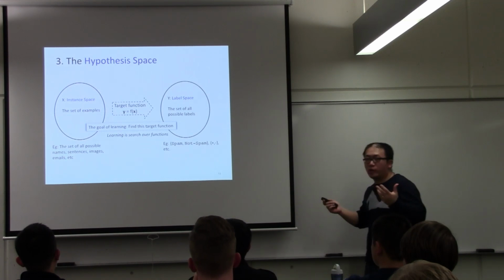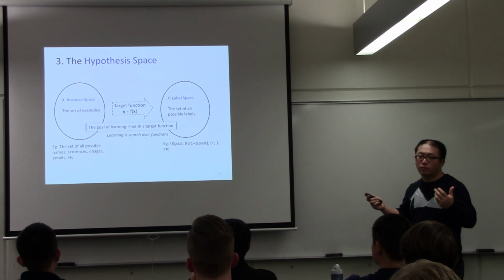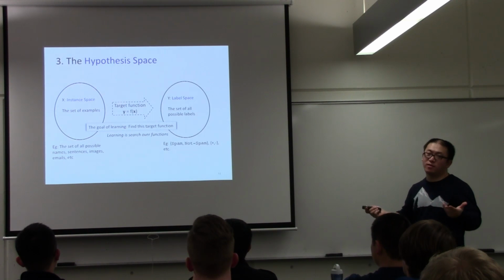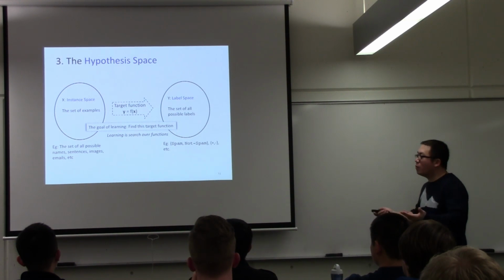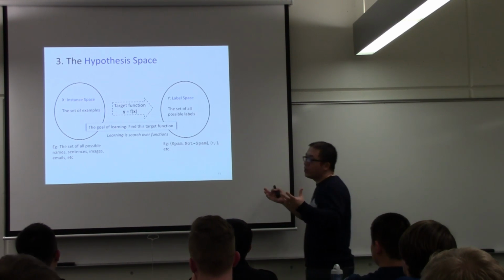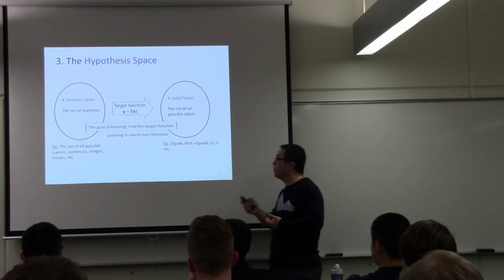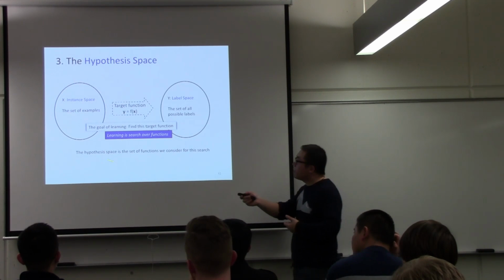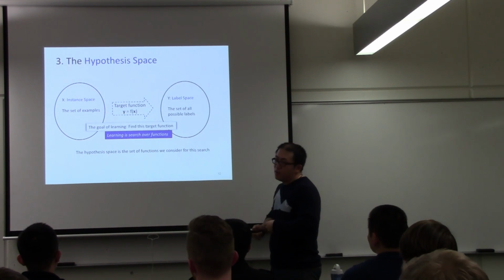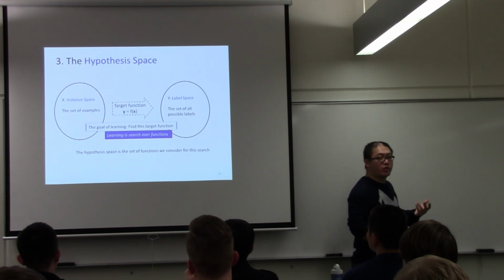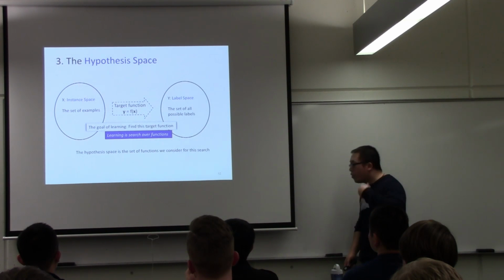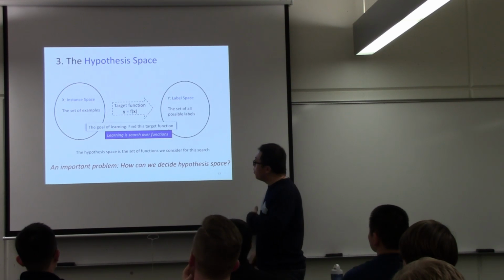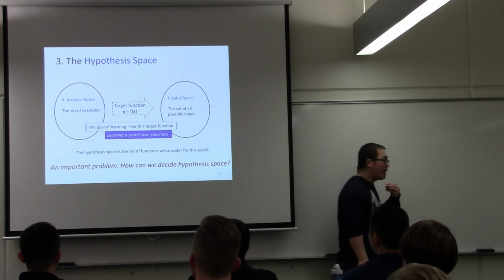Before the search, what should we do? Define which functions we're going to look at. Yes, definitely right. We must know the range of functions we are going to search over. So the hypothesis space is the set of functions we consider our learning algorithm to search. An important problem in designing a learning algorithm is how we can decide the hypothesis space.